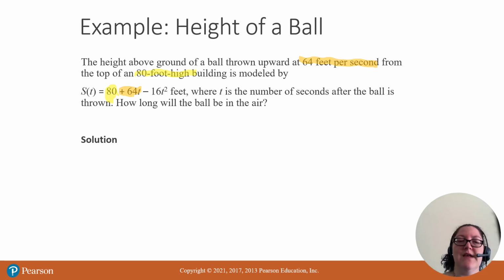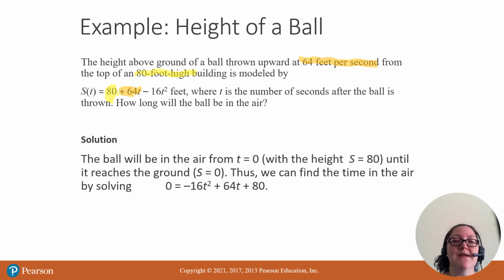Okay, so the question is asking how long will the ball be in the air? So we're going to start by basically taking that equation and setting it equal to 0. Now, if we set time t equals 0, we get our initial height was 80. So we're starting at 80. So we're 80 feet in the air already. So if I'm talking about how long will the ball be in the air, I want to know when it reaches the ground. So thus, when does S of t equal 0? So we can solve this by basically taking that beautiful quadratic equation and setting it equal to 0.